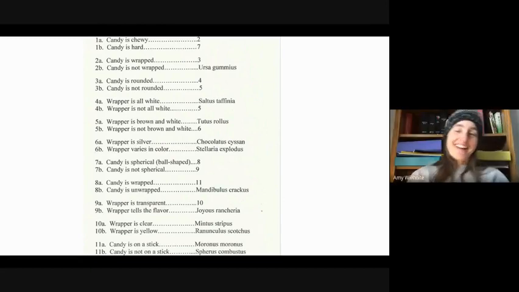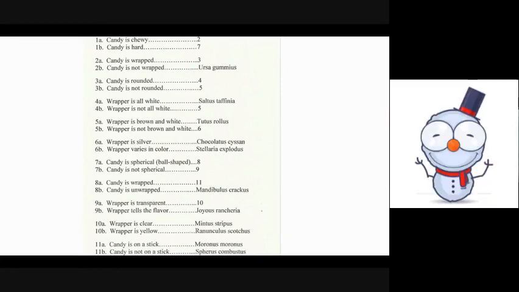Okay. Let's finish it off with, let me think, what do I want to do? The fireball. You know the atomic fireballs? Kind of. They look exactly like this, except they're actually a ball. Are they hard? Mm-hmm. Okay. So candy is hard, so we go to 7. Candy is spherical, so we go to 8. Candy is wrapped, so we go to 11. And candy is not a stick, it's Spherus combustus. Mm-hmm. The circle, the hot circle.